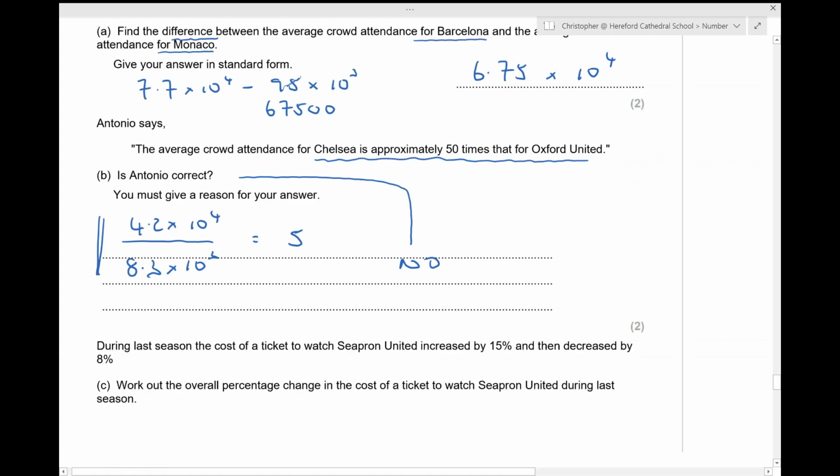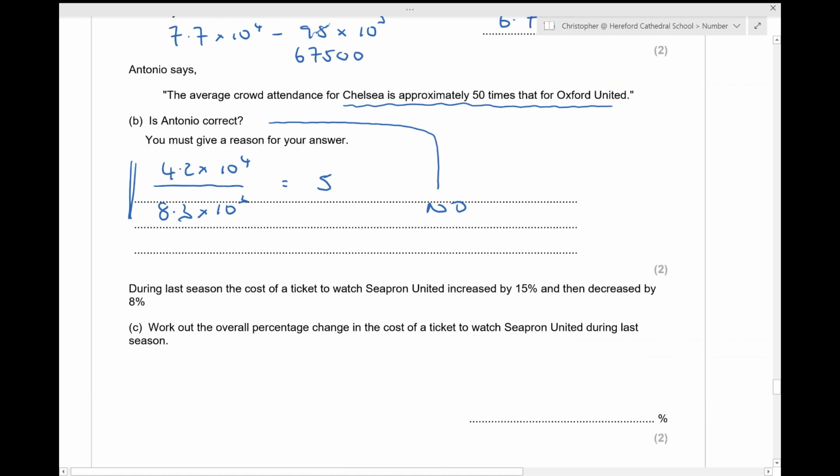Right. And here's a little bonus, not a standard form question. During the last season, the cost of a ticket increased by 15% and then decreased by 8%. Work out the overall percentage change. So it increased by 15% and then decreased by 8%.